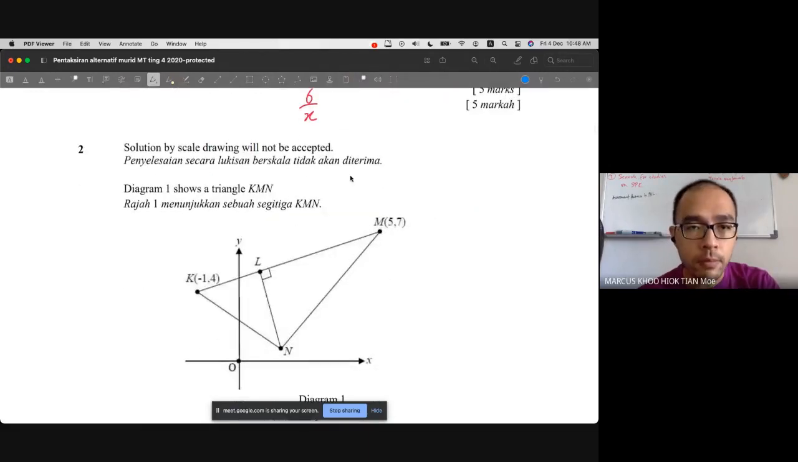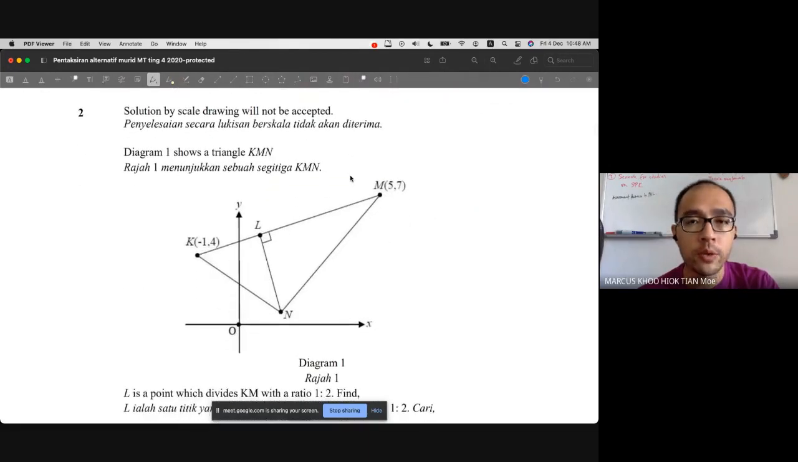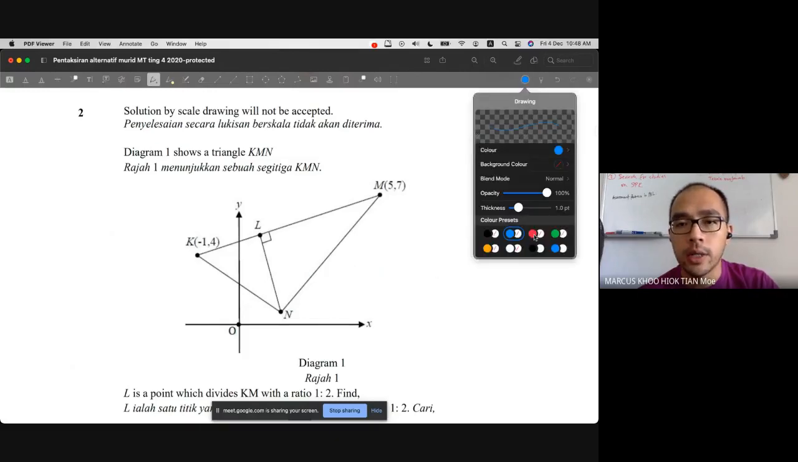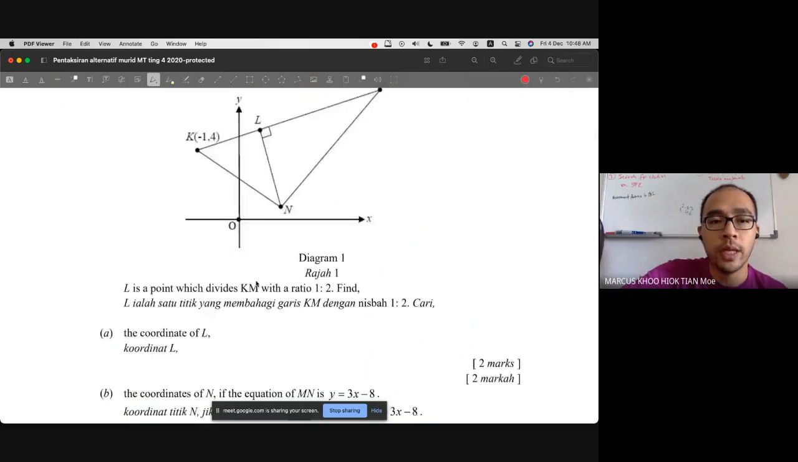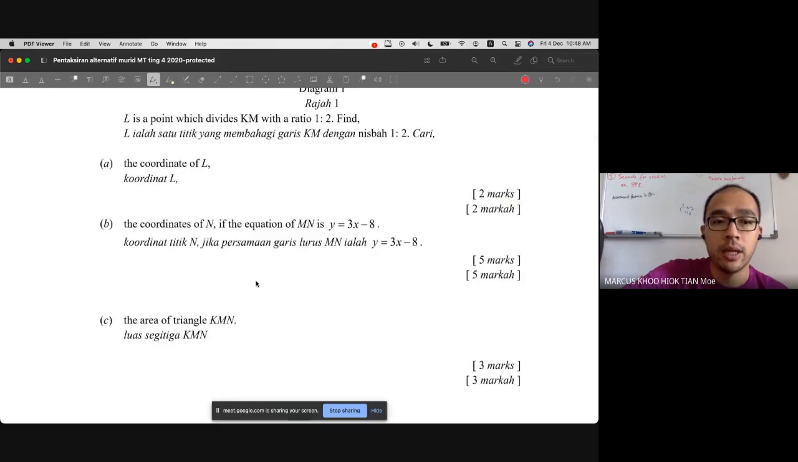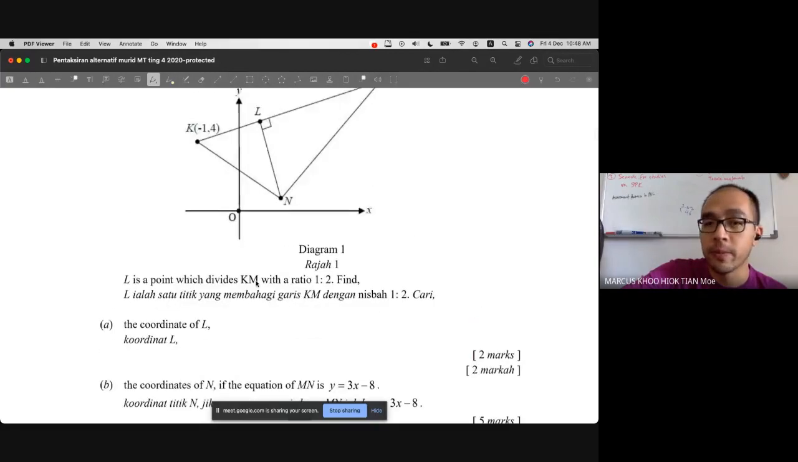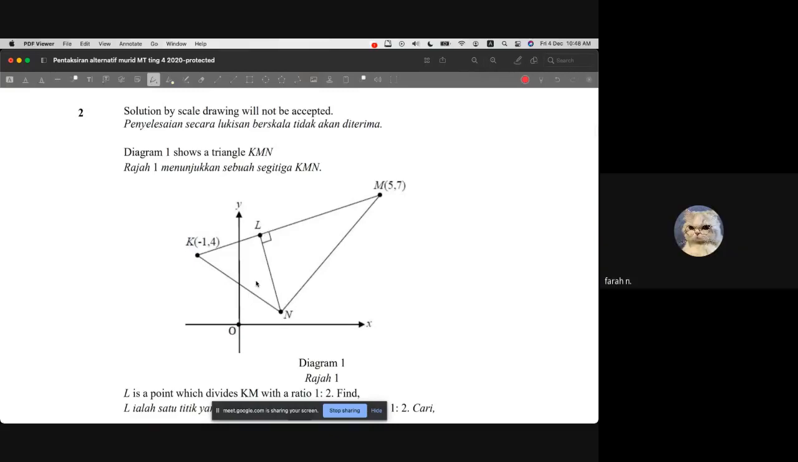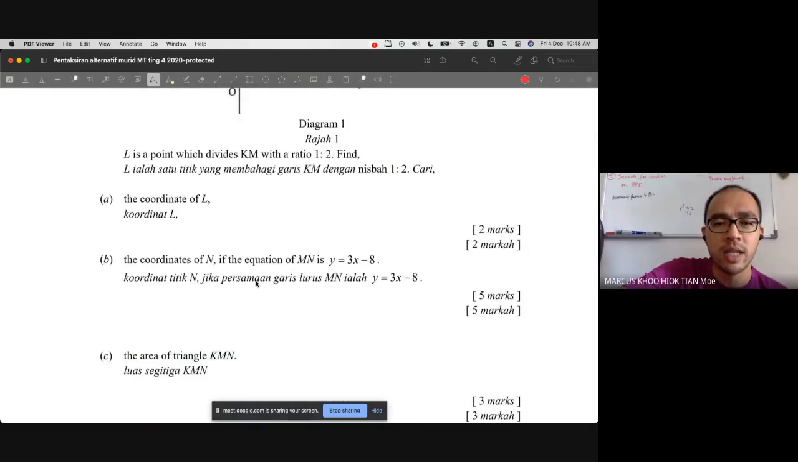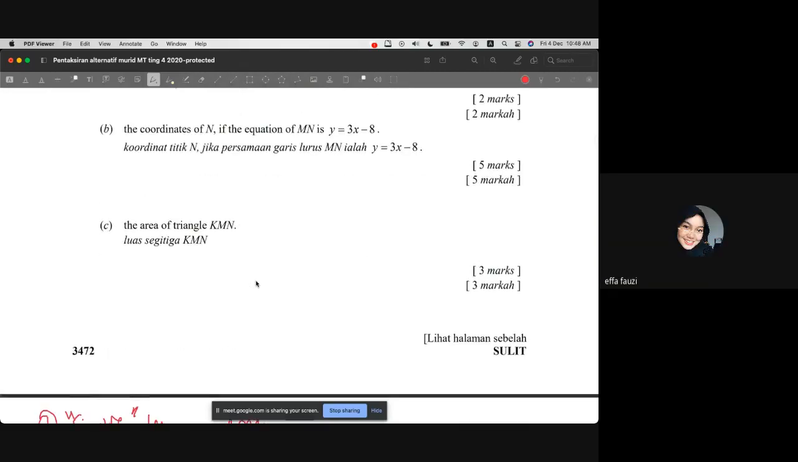Okay. All right, question number 2. Thanks for the question, by the way. Question number 2. Diagram shows a triangle KMN over here. And if you think about this, actually, I have already answered this question. Isn't this the question that we discussed like 2 days ago? Yes, sir. I feel like I have discussed this question. Yes, sir. Oh, okay.